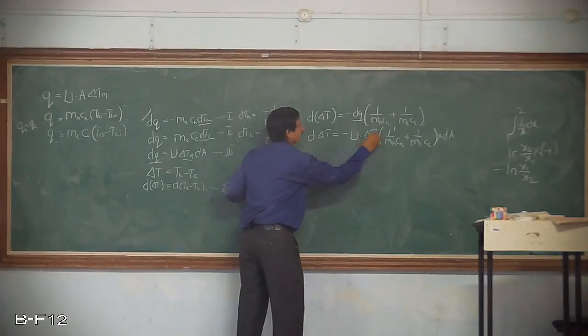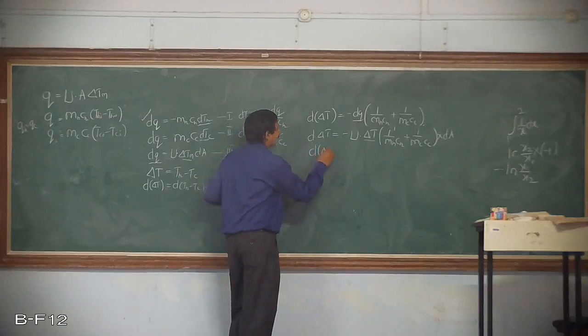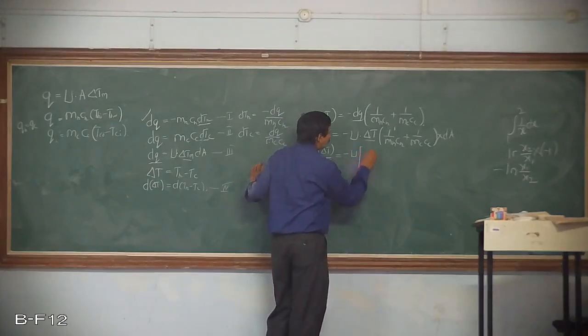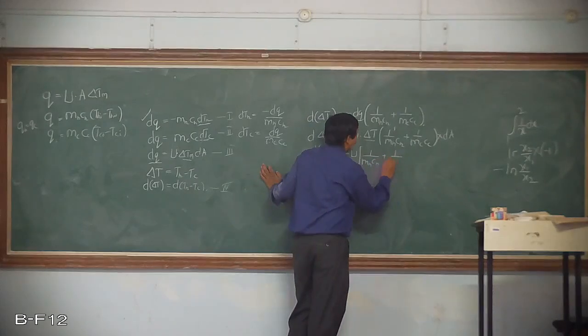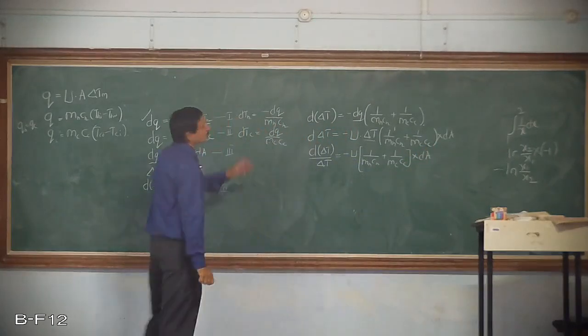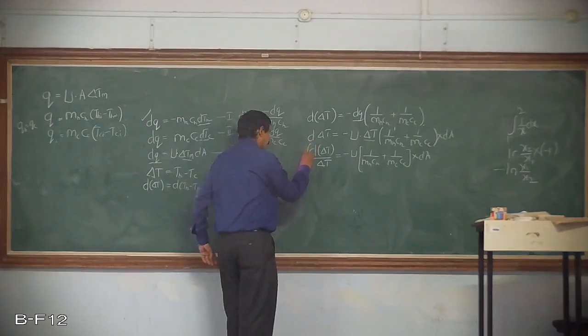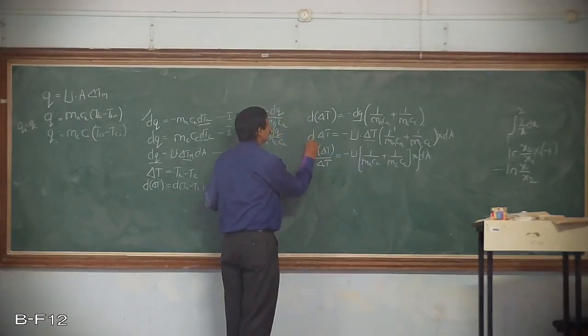Now delta T is there, so by variable separation, what can I write? d delta T divided by delta T should be equal to minus U into (1 upon mh ch plus 1 upon mc cc) into dA. Okay, this is for the small element that we have shown. Now for the whole of the heat exchanger, we need to integrate it, from inlet to outlet.